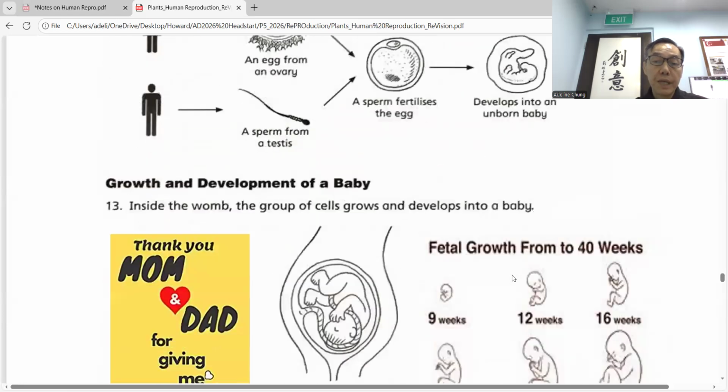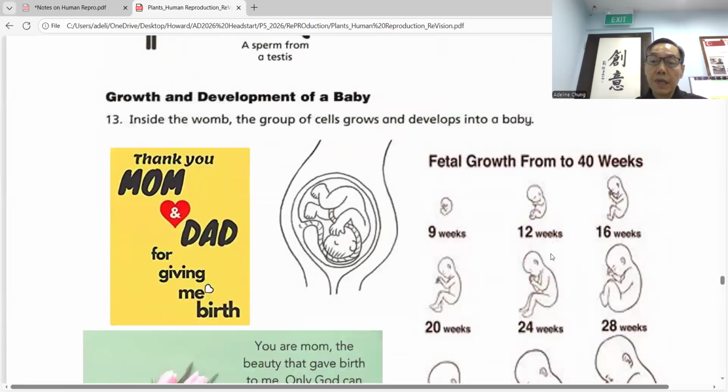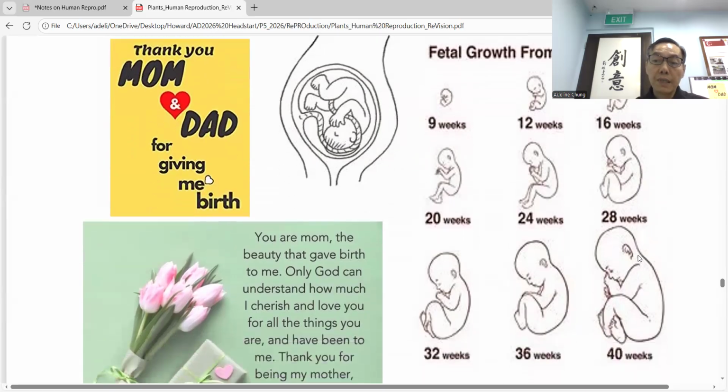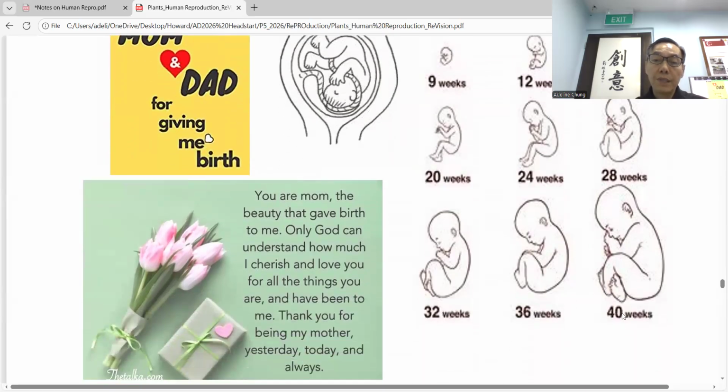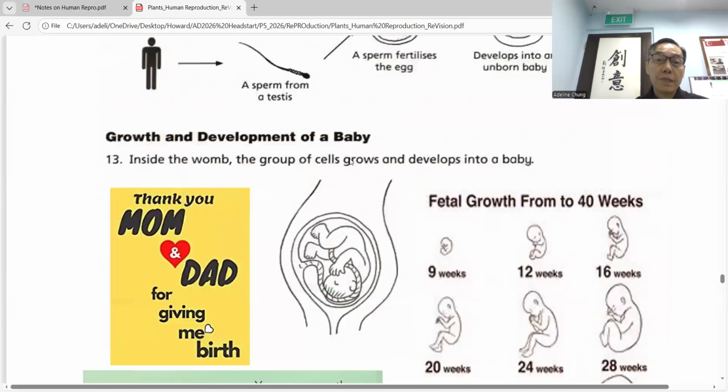This is a process you can see here from week 9. There are actually three trimesters, three months each. The first trimester goes up to week 16, and then the second trimester up to week 28. By week 40, the newborn is ready to see the world as the mother delivers the baby. So you can see this part.